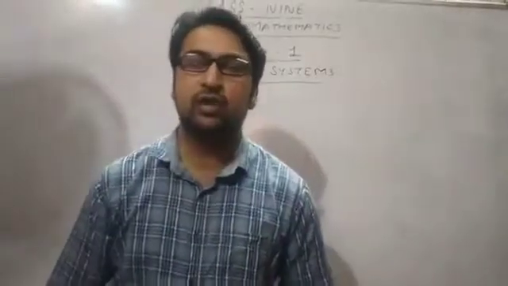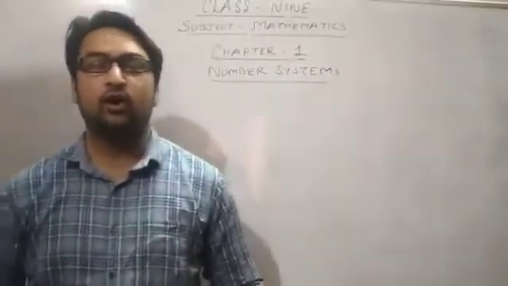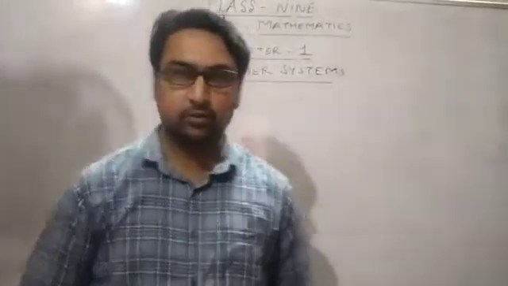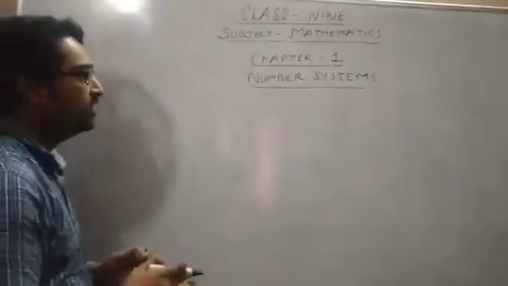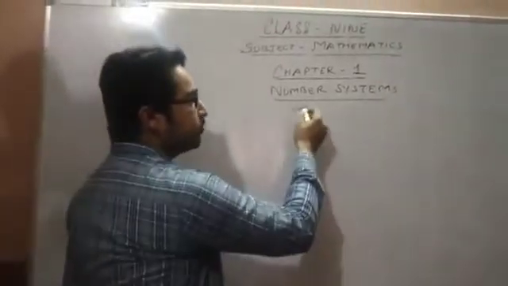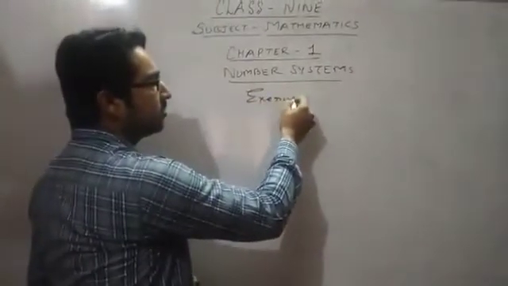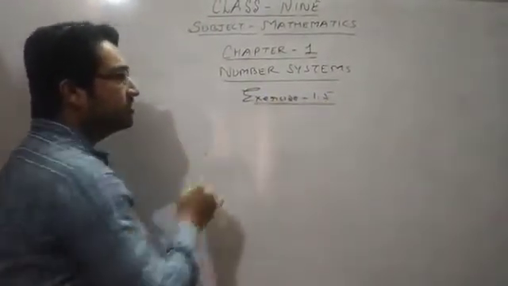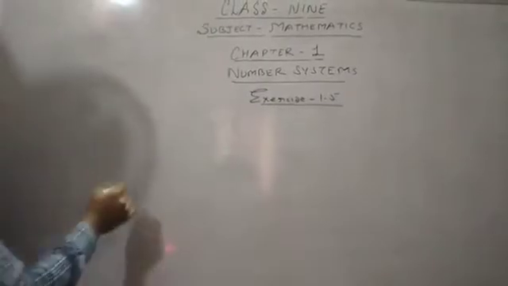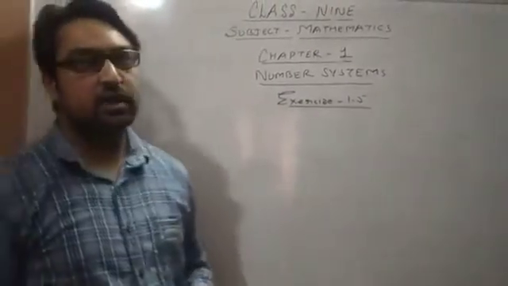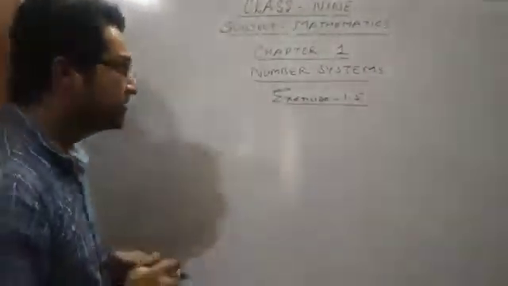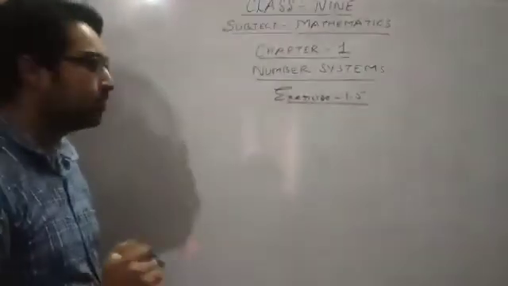Today I am going to start exercise number 1.5 of the topic Number Systems. In this exercise 1.5, the first topic is rational numbers and irrational numbers and their operations. Okay, see the properties of rational and irrational numbers.